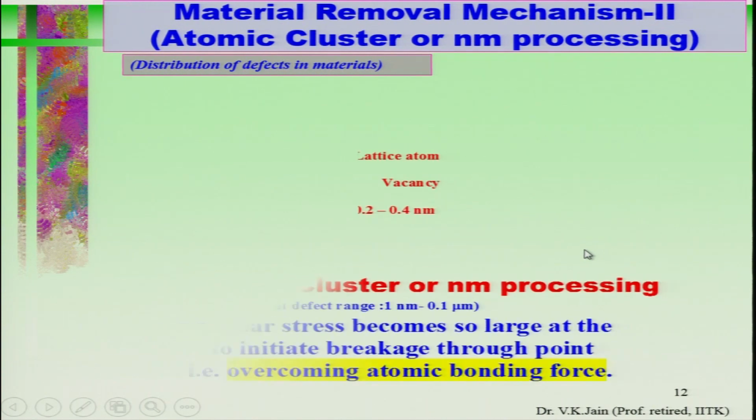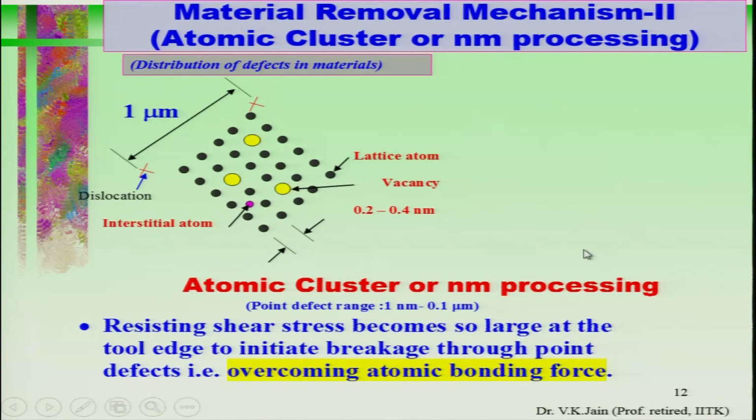Now, atomic cluster or nanometer processing. Here you can see a very interesting phenomenon. This is the vacancy which we saw in the earlier case also. This is the interstitial atom, which is not an atom related to the parent material, and you can have dislocations. Lattice structure is shown over here. In atomic cluster or nanometer processing, you can have point defects which range from 1 nanometer to 0.1 micrometer.